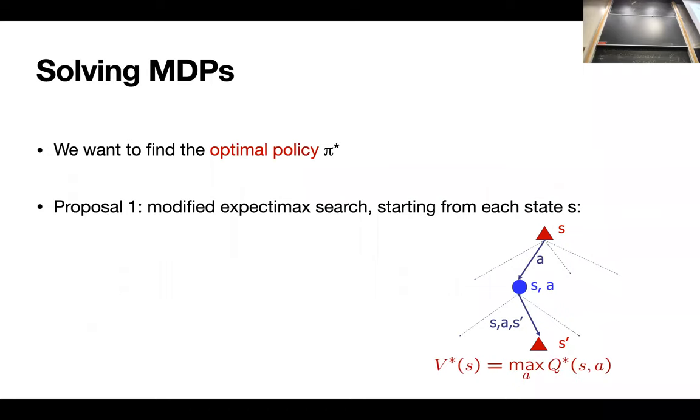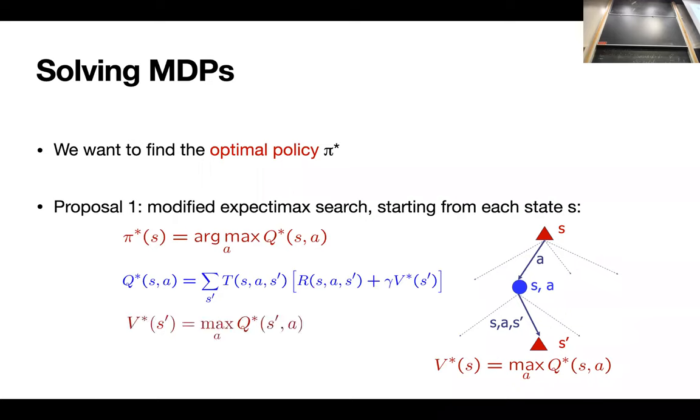We want to find the optimal policy pi, and we can of course do something called expectimax search. In our tree, we start from state S, then we take an action, which leads to a Q state, and then we end up in state S prime. What we do is take the maximum over all the possible actions, over all these Q states, and that gives us the value. That's called expectimax search. We can modify it to take the arg max over all these Qs, and that gives us the optimal policy. Then we get the optimal Q star, as you've seen before, and the optimal value V, which is the maximum over all these Q states.